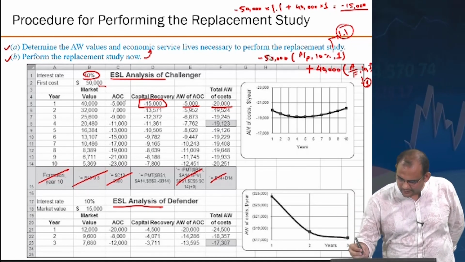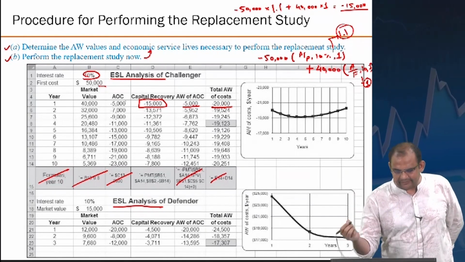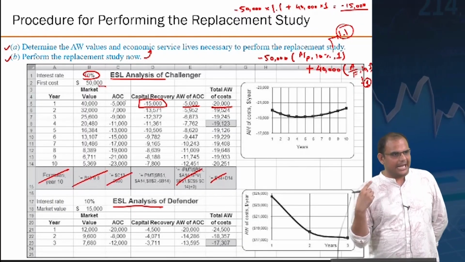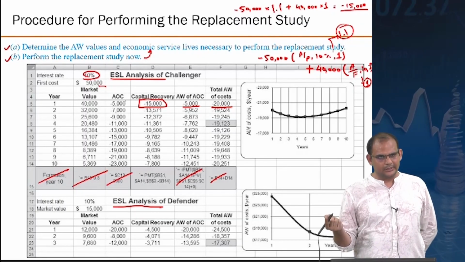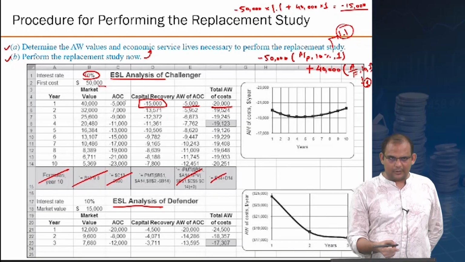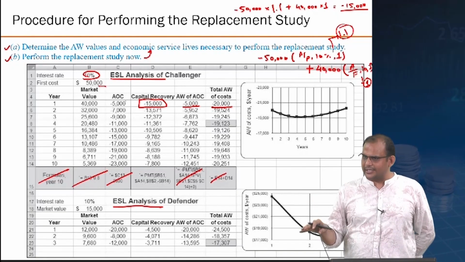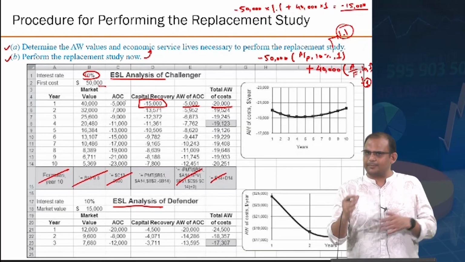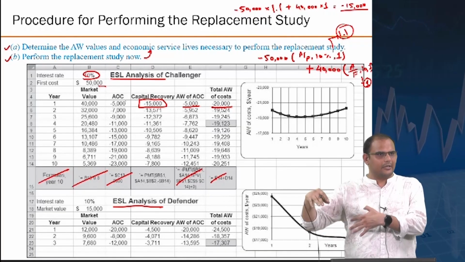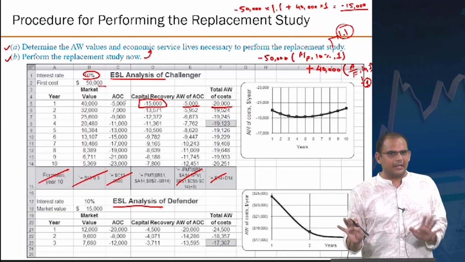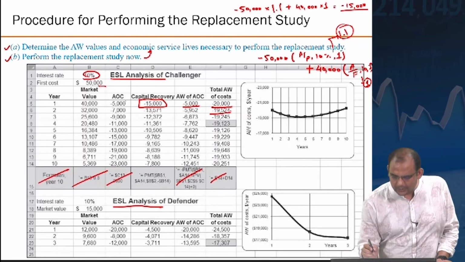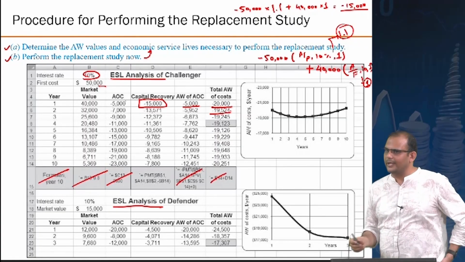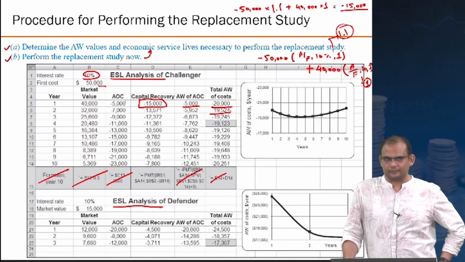Okay, same calculation that we have done. Year 2, your P will still be 50,000. Salvage value will become what? 32,000. You're distributing everything on 2 years. Your AOCs will also be slightly different. You first bring them to present worth, distribute back to the 2 years. Same calculation. You will see the total AW of the cost will come out to be minus 19,000.